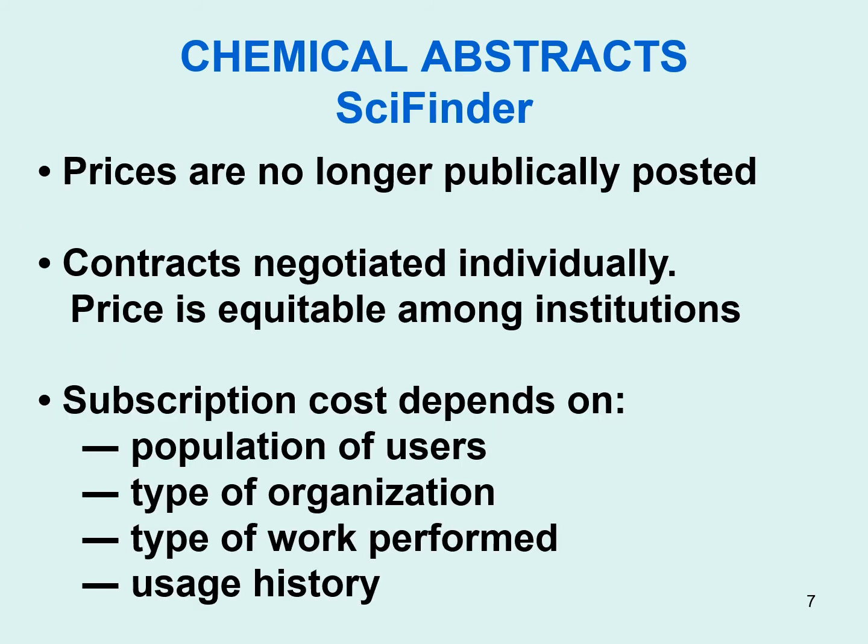As far as how much a subscription to SciFinder costs, Chemical Abstracts used to publish this information. They no longer publicly post this. Because contracts are negotiated individually, they say they are equitable among institutions, but every institution negotiates their own price. The cost depends on how many users there are in an organization, the kind of organization, whether it's industrial or academic, the kind of work that's being done, and also the history, how much the organization has used SciFinder or STN in the past.